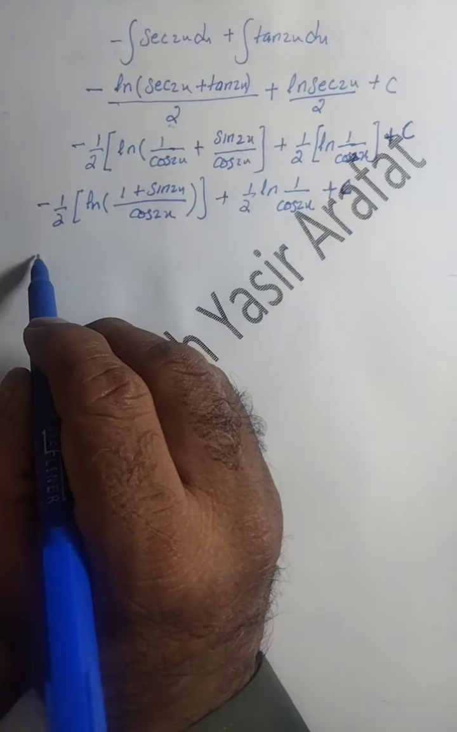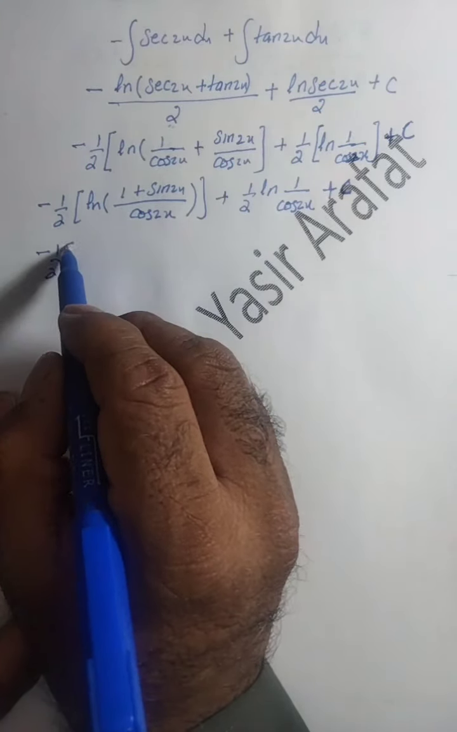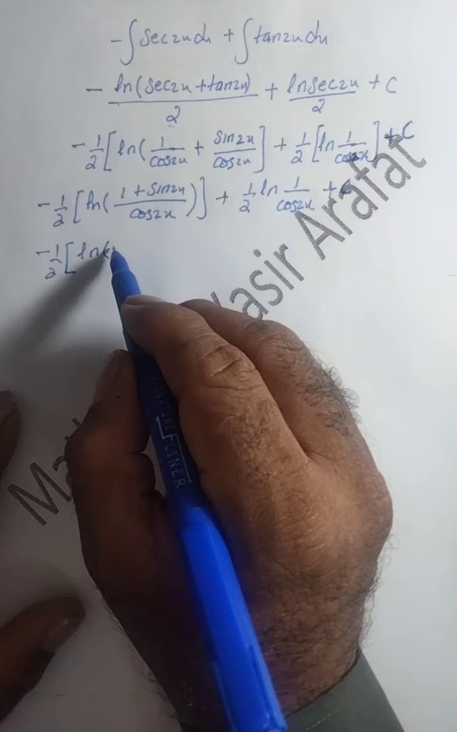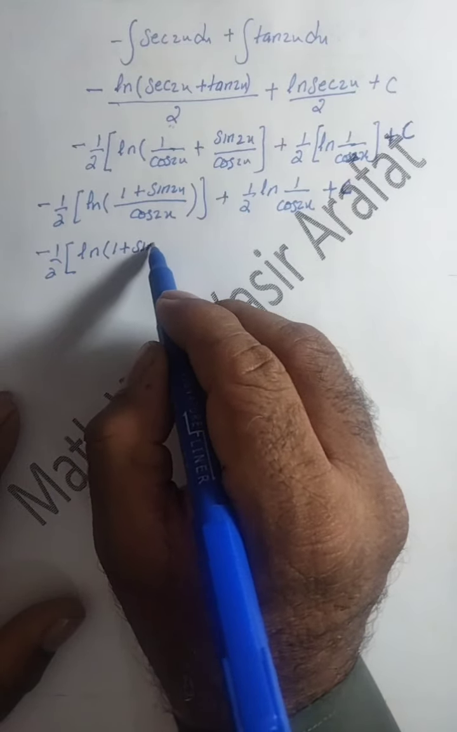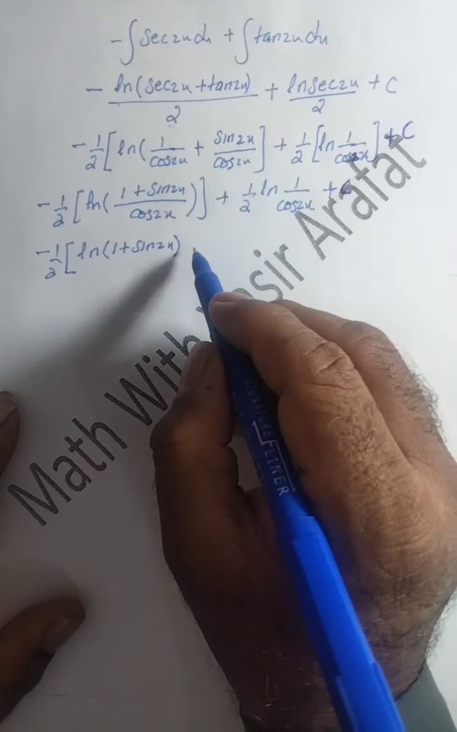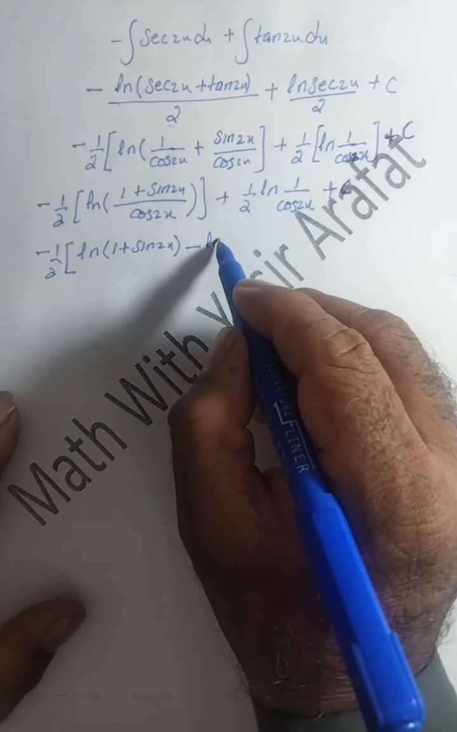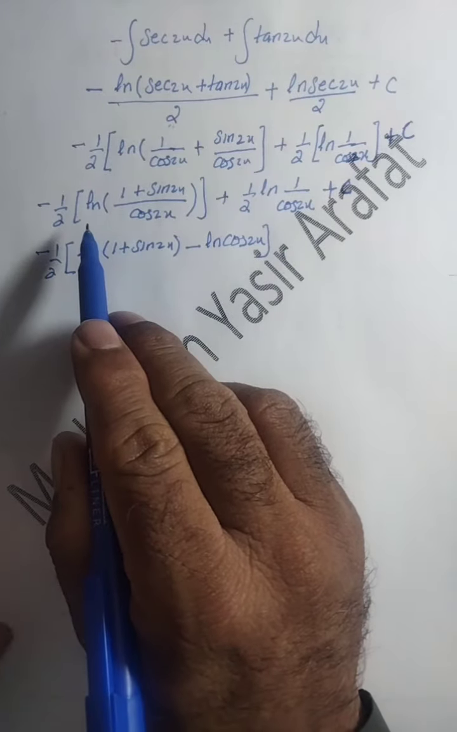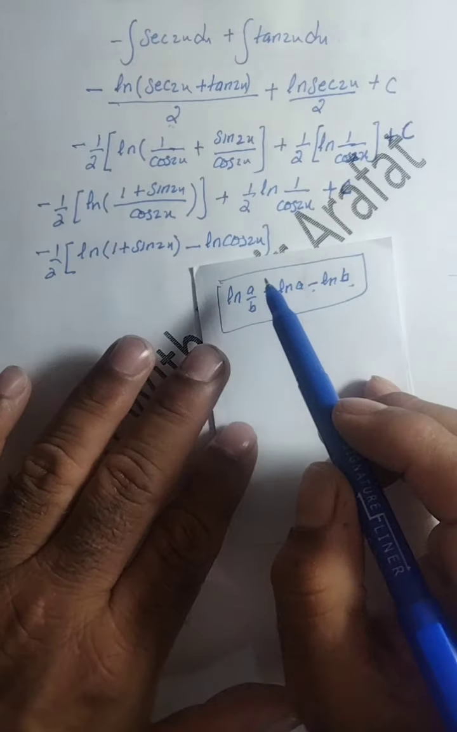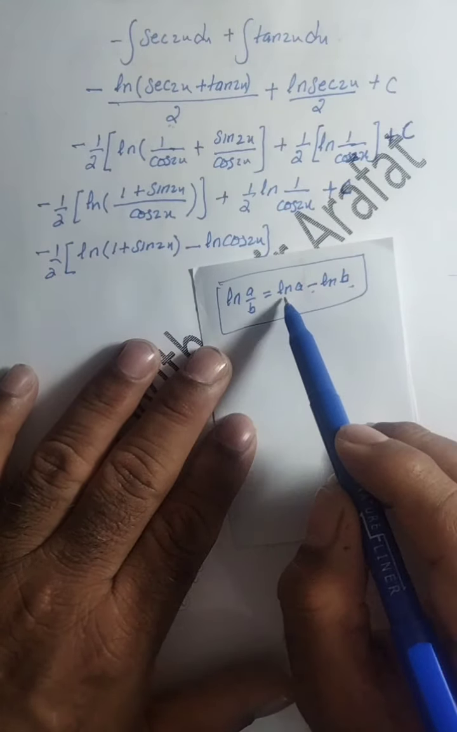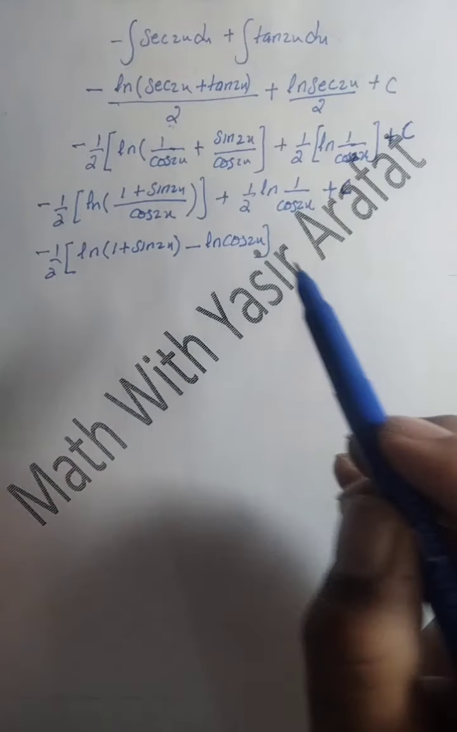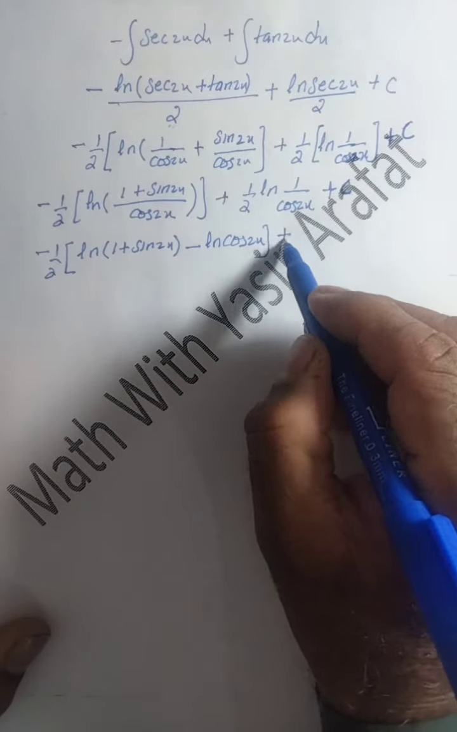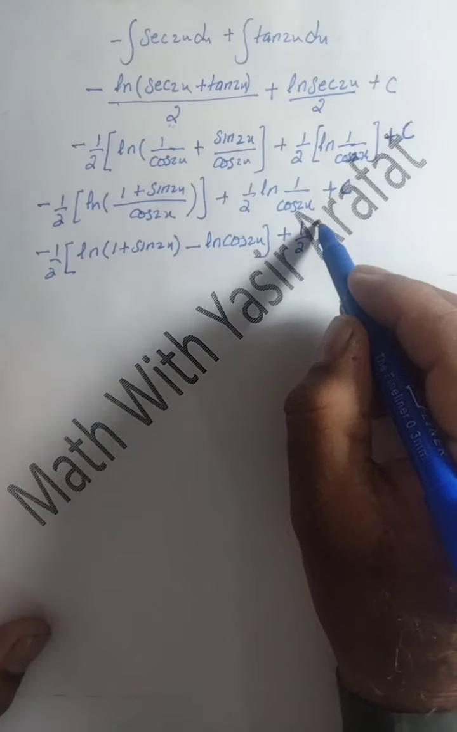So this is minus 1 upon 2 remains same, and now this is ln 1 plus sin 2x and minus ln cos 2x. We have to use the formula which we have discussed here. This is ln a over b, ln a minus ln b. We have to apply the formula on this expression here. Same as we have to apply the formula here also.